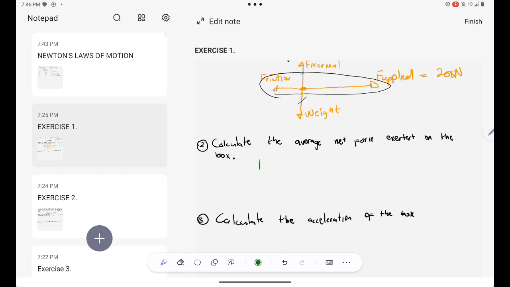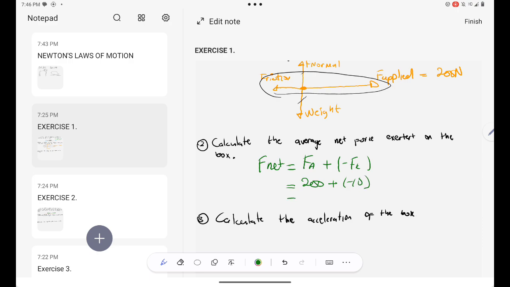Okay, so now let me go and calculate my F net. F net by definition is just the sum of all the forces in one dimension. On my horizontal dimension, I have my applied force plus my frictional force. The frictional force is negative because friction is opposing the direction of motion. Okay, I'll simply have 200 plus a negative 10. This will give me 190 newtons to the right.